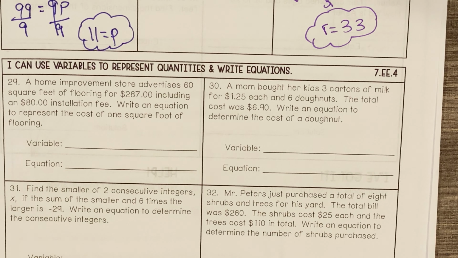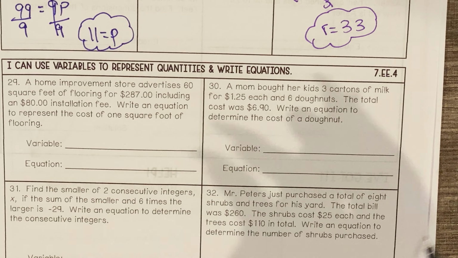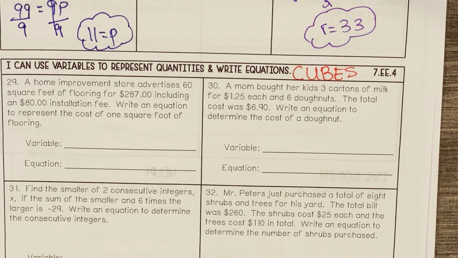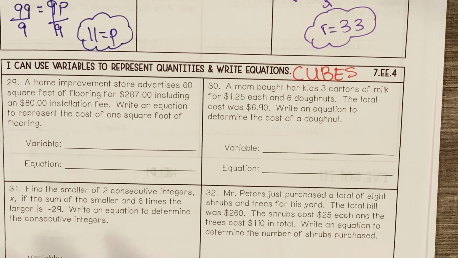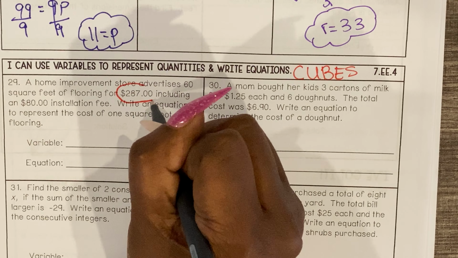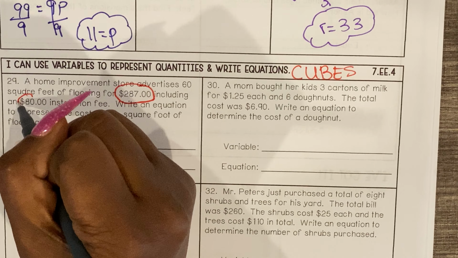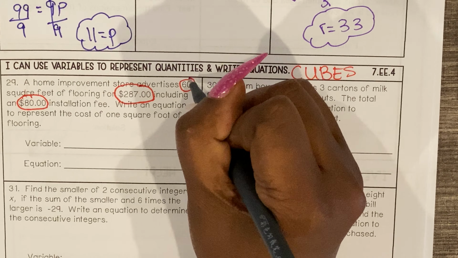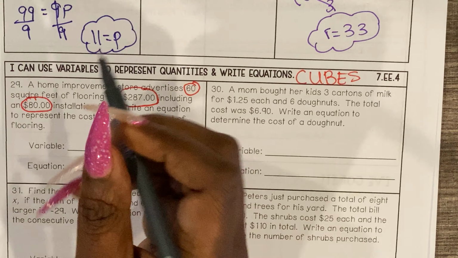So the first thing I'm going to do, put the lid back on my pen. When I'm looking at a word problem, I'm going to use cubes because that helps me to remove or isolate the information that I need, and only that information. So for C, I'm going to circle my number, and I'm going to circle this number here. And I'm going to see if I see any other numbers. Yes, I see 60 square feet. Now this goes with it.